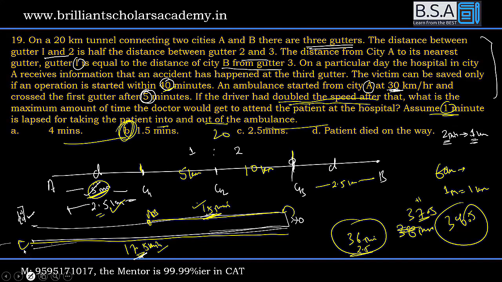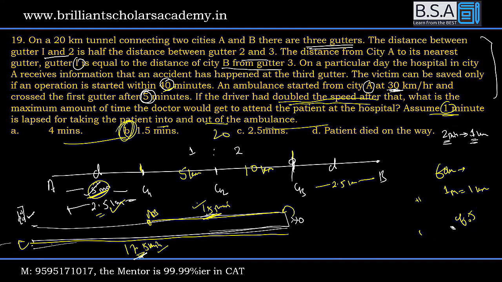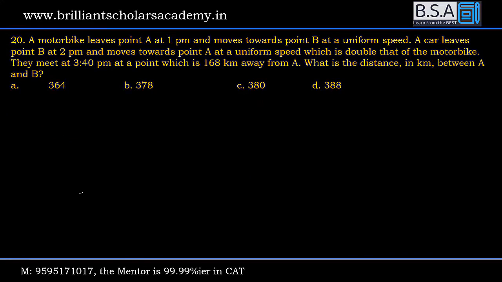और 1 मिनट क्या था उनका? व्हाट वाज दैट 1 मिनट फॉर? वो पेशेंट को एम्बुलेंस में डालना एंड टेकिंग आउट द पेशेंट फ्रॉम द एम्बुलेंस. टोटल टाइम टेकन इज 38.5. 5 minutes plus 15 plus 17.5 plus 1, 38.5 minutes. So try this.